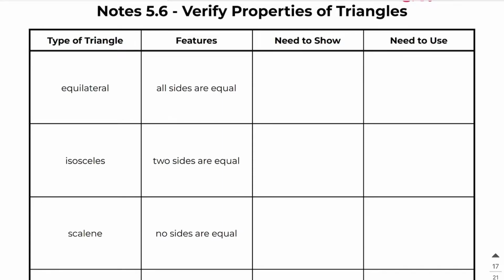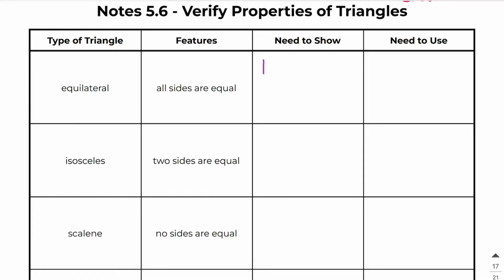Hi people, notes 5.6 are on verifying properties of triangles. And just a quick definition of all these different types of triangles. You have an equilateral triangle, and you can literally break the word up. Equi means equal, and lateral means sides. So equilateral means all sides are equal.